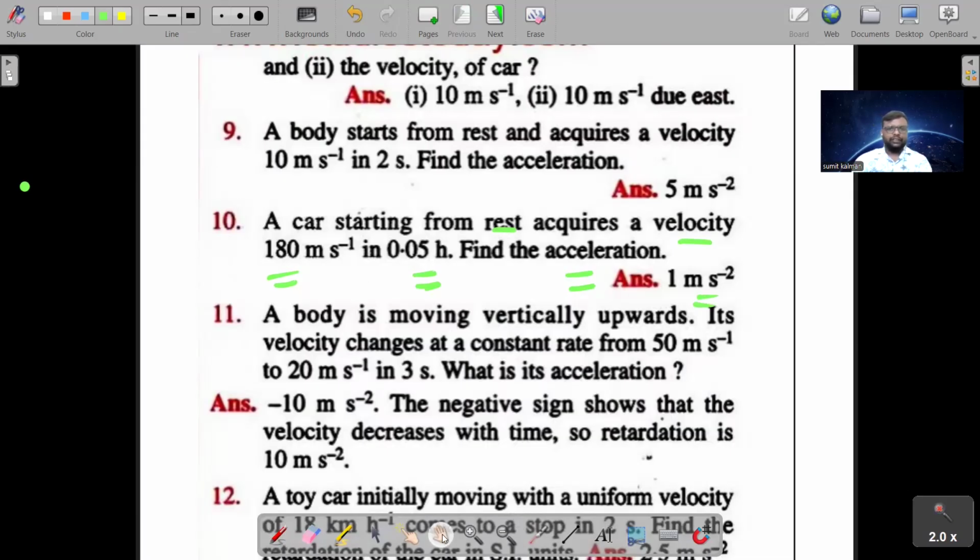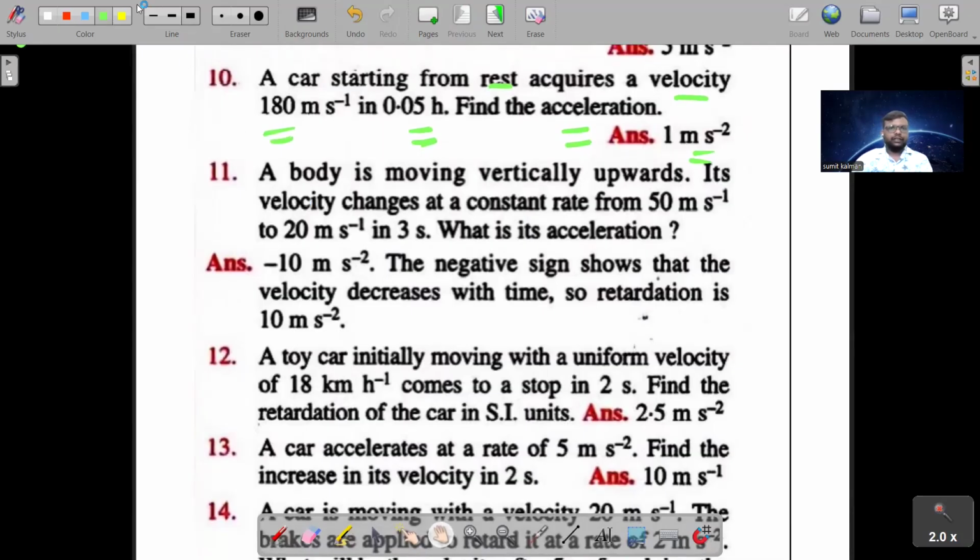Now next, the 11th problem. See, what is the 11th problem? A body is moving vertically upward and its velocity changes at a constant rate from 50 meter per second to 20 meter per second in 3 seconds. What is its acceleration? So, friends, we will calculate it. See, a body is moving vertically upward. It means its velocity will decrease. So here, friends, you will get retardation. You will get negative acceleration.